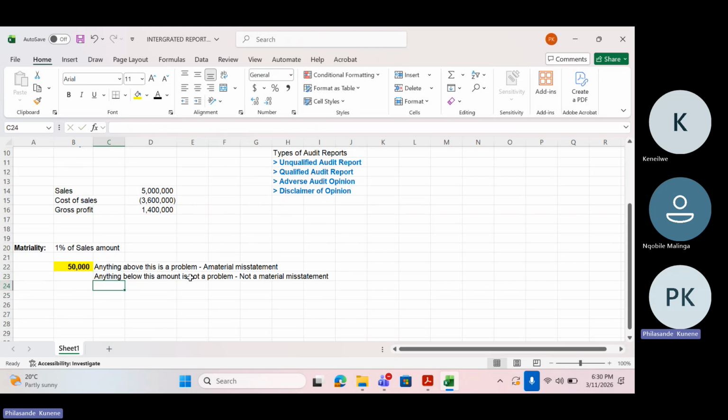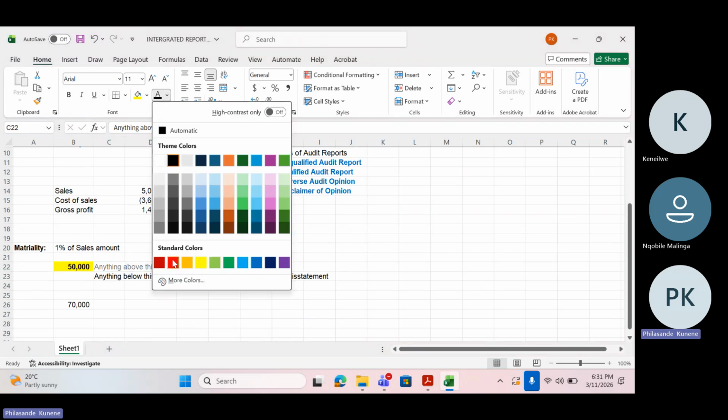So I cannot kill you because you made an error of 30,000 and I tell you that, no, I make it a big thing. No, I can't do that. If the error on the financial statement is 30,000, I will still be okay. I don't have a problem with that. I will allow that error. But as soon as the error becomes 70,000, now this one is above materiality. That is a problem. Now it becomes what? It becomes a material misstatement.